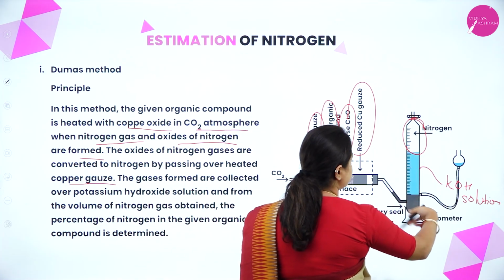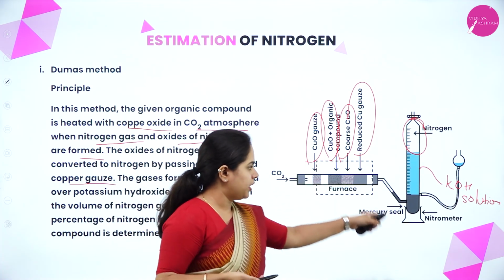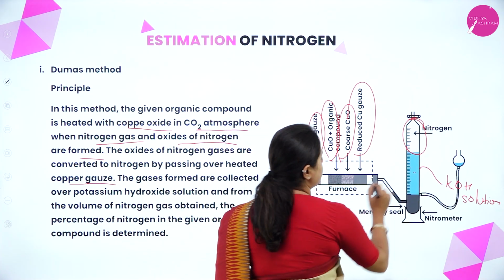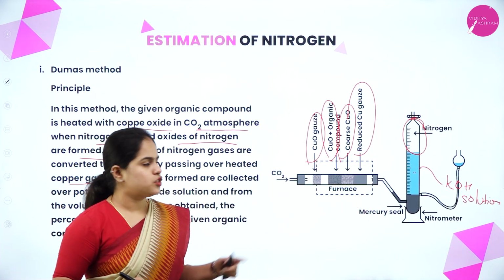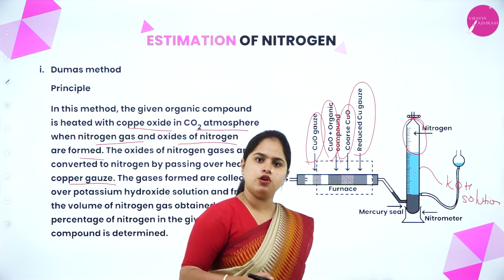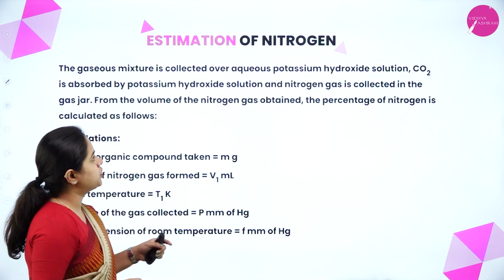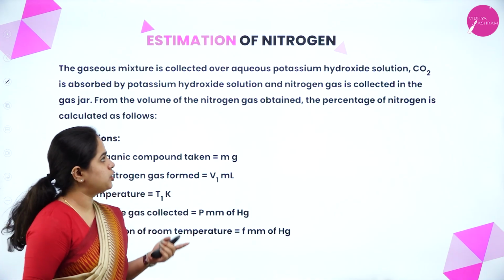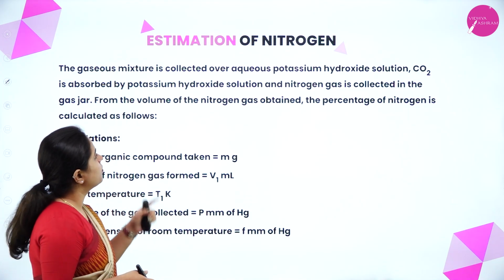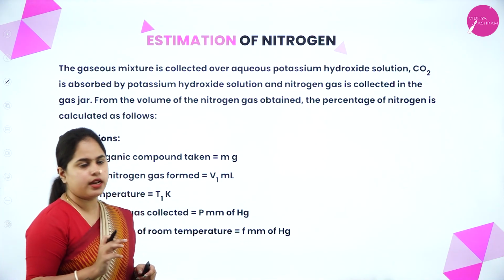And what is the significance of the KOH solution taken here? The carbon dioxide coming out of the combustion tube will be absorbed in the potassium hydroxide solution. So carbon dioxide gas will be absorbed here, and the nitrogen gas will be present on top of it, right? So now the gaseous mixture is collected over aqueous potassium hydroxide solution. Carbon dioxide is absorbed by KOH, and nitrogen gas is collected in the gas jar. On the top you can see nitrogen gas.